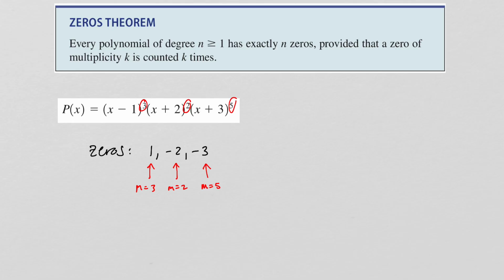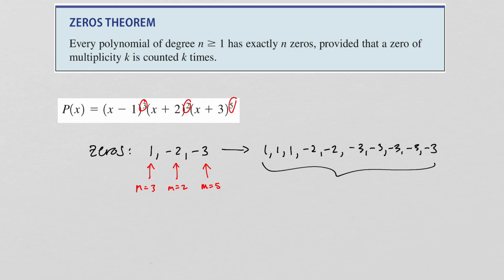So if you count up all those zeros, you have 10 zeros. So it's kind of like 1 is a zero 3 times, negative 2 is a zero twice, and negative 3 is a zero 5 times. And so if you count all those up, you get the degree of the polynomial, which in this case is 10, right? If we just add up these powers. So n equals 10 down here. So if repeated zeros are counted independently, we get the same number of zeros as the degree of the polynomial.